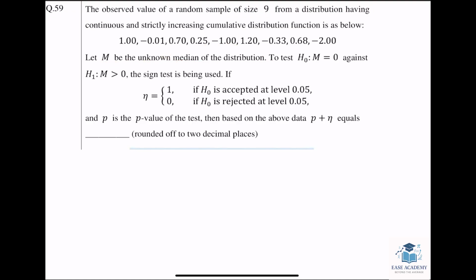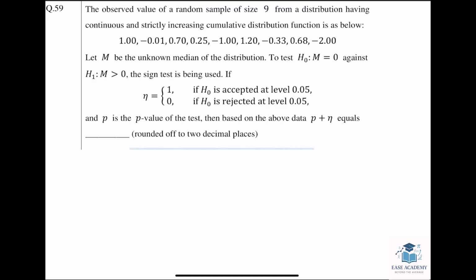We are required to test under H0: m = 0 against H1: m > 0. Here we'll use the sign test, and if H0 is accepted at level 0.05, eta will be 1, else 0. We need to find the p-value of the test as p, and eta, that is p plus eta. So this question is from the topic of non-parametric.